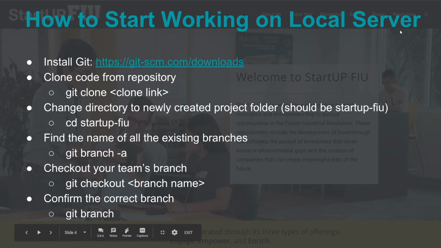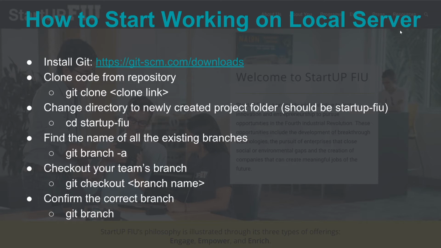In addition to those prerequisites, you also have to install Git. After you install Git, find the clone link on the repository. Afterwards, open the command line and type in git clone and then type in the clone link. Next, change the directory to the newly created project folder. In this case, it should be Startup FIU. In order to do that, you type in the command line cd startup FIU.